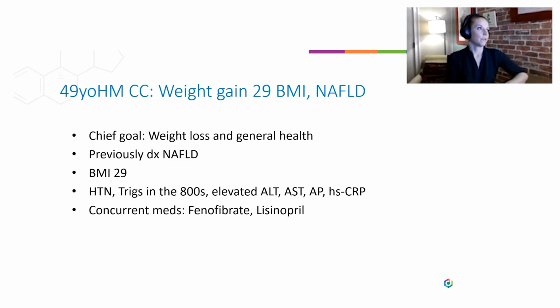So here's our 49-year-old Hispanic male. He complains of weight gain, and he's got a higher BMI, but not in the obese category at this point. He has been previously diagnosed with fatty liver. His presentation is very much in the high blood pressure, high lipid panel. His triglycerides are in the 800s. There may be kind of a familial component here, but he definitely has inflammation and his liver enzymes are mad.